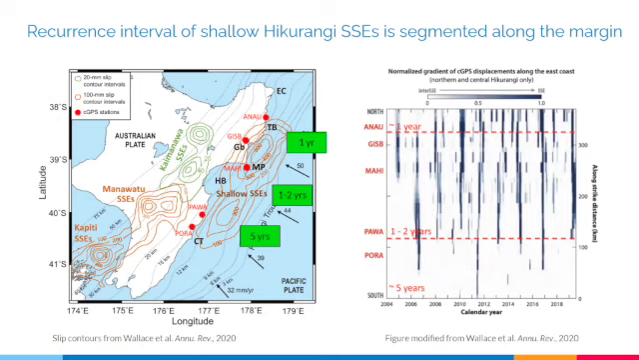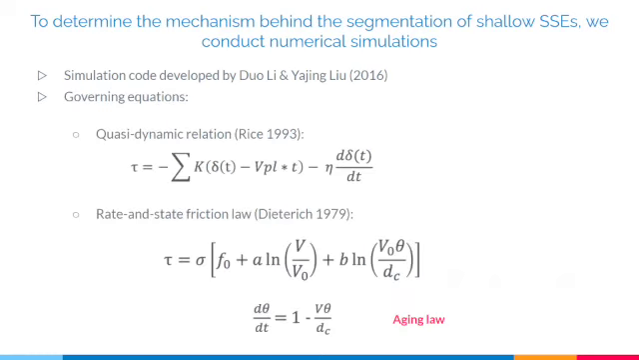Similar observations have been reported in other subduction zones, such as Cascadia and Nankai. And there are several factors that have been proposed to explain them, but it's not clear what is the governing factor behind the segmentation along Hikurangi. To address this question, we conduct numerical simulations using the simulation code developed by Duo Li and Yayin Liu. I know Duo presented recently, so I'll just briefly describe their approach. This code is governed by two equations, mainly the quasi-dynamic relation from Rice 1993 that relates the shear stress with the fault slip, and the rate and state friction law. Just to note that we use the aging law for the evolution of the state variable.